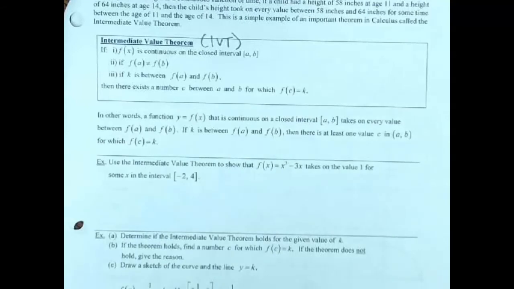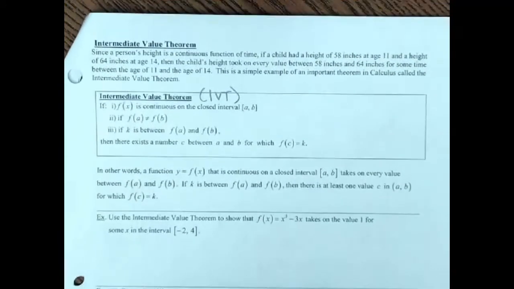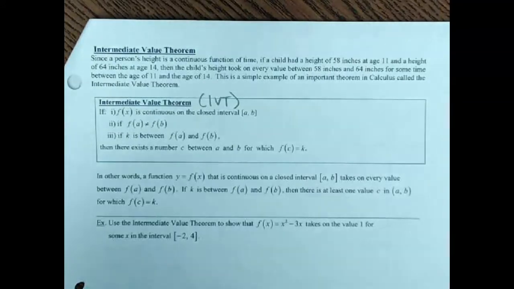Let's go ahead and read this definition. Let's get confused. We'll draw some pictures, and hopefully the pictures will help make sense of it. Well, I guess before we get to the definition, let's read that statement up at the top. Since a person's height is a continuous function of time, if a child has a height of 58 inches at age 11 and a height of 64 inches at age 14, then the child's height took on every value between 58 and 64 at some time between the ages of 11 and 14.